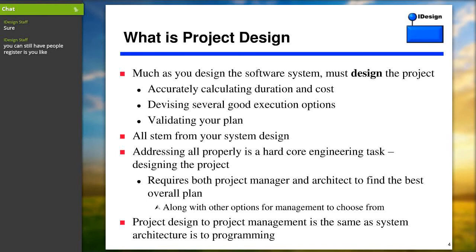Project design is not project management. It's a common misconception. The best way I can explain that sentence is that project design to project management is the same as system architecture is to programming. Project design is not something the project manager can do alone. He or she was never qualified or trained in the project design techniques. The architect has to be the one providing that information, work with the project manager.